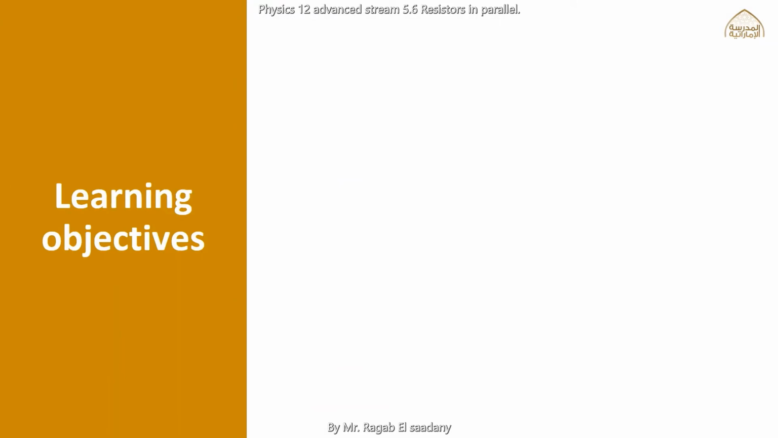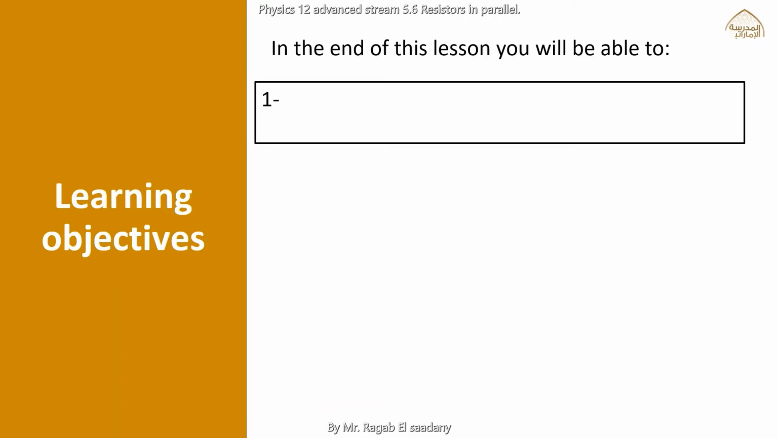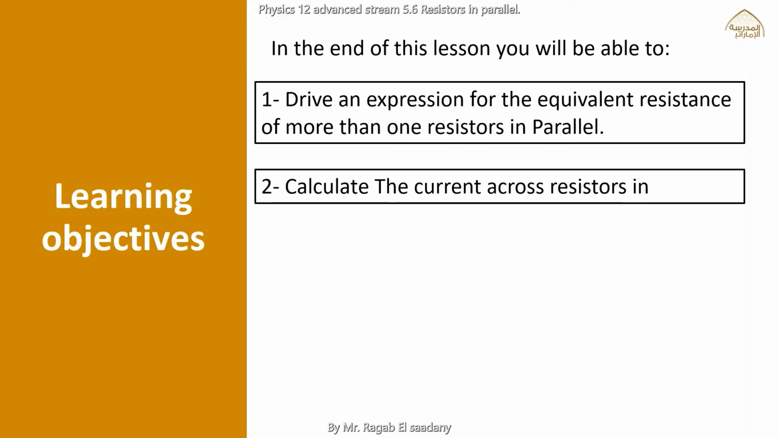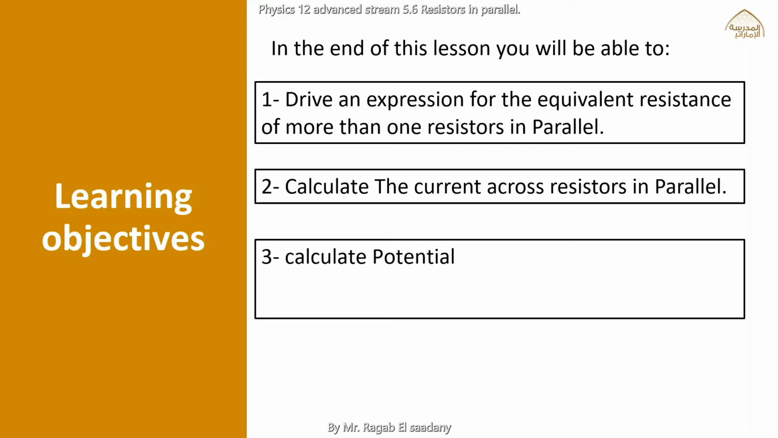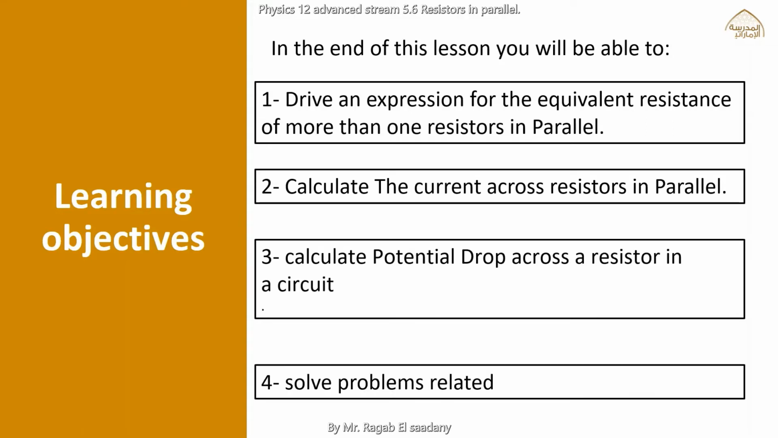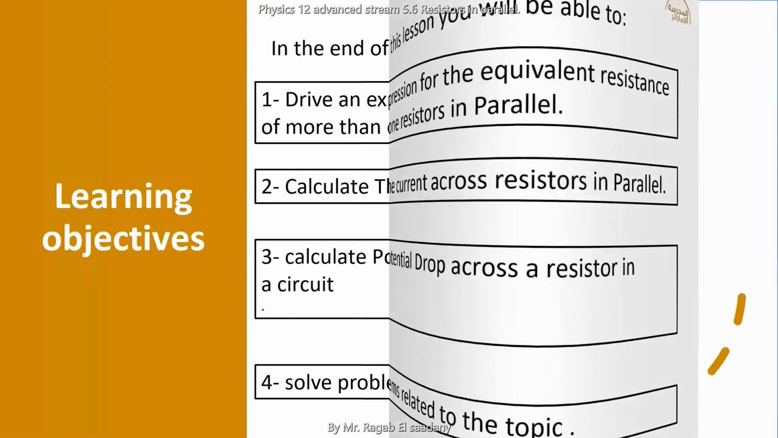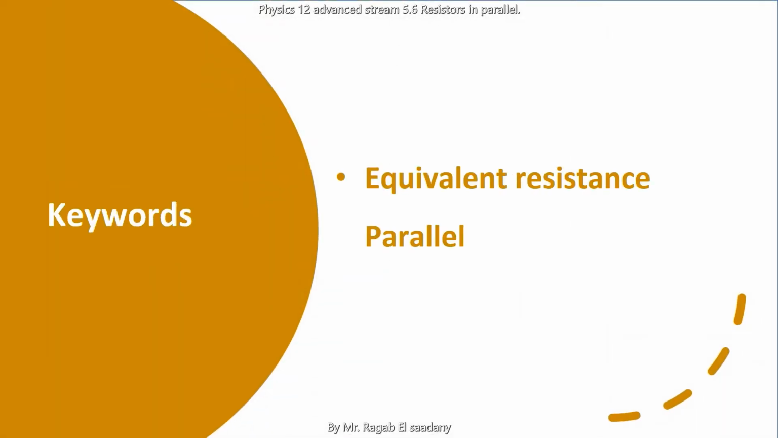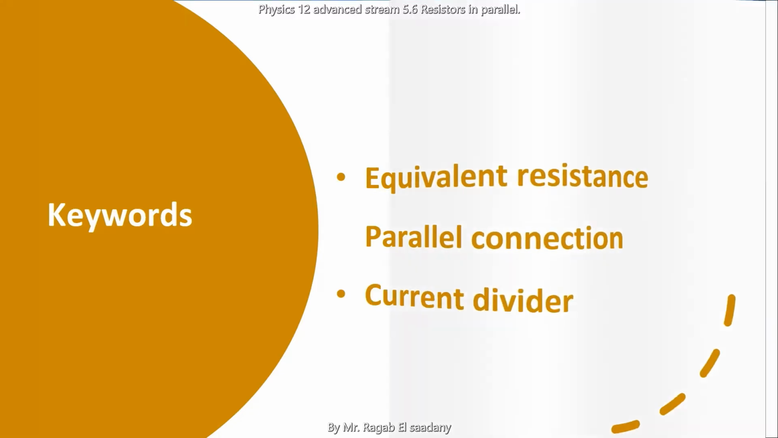Learning objectives. In the end of this lesson, you'll be able to derive an expression for the equivalent resistance of more than one resistor in parallel. Calculate the current across resistors in parallel. Calculate potential drop across a resistor in a circuit. Solve problems related to the topic. Keywords: equivalent resistance, parallel connection, and current divider.